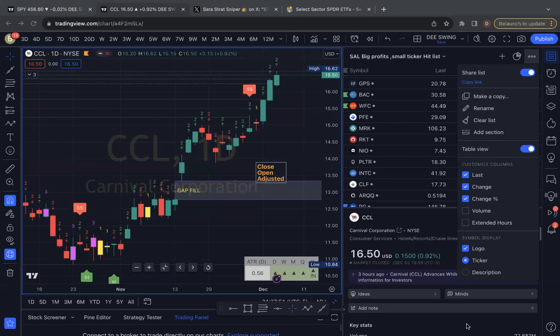I just put it in your alerts, so in your alerts tab. If you want to find it, I just put in Sal's big profit, small ticker hit list. It's in his alerts, and y'all can just go copy it. Y'all can just click on it and add it to your TradingView, and you'll have it.